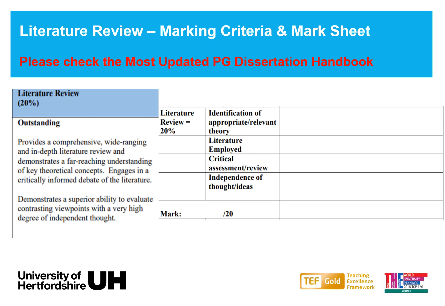So the mark sheet used by the supervisor has been divided into 4 sections. First is the identification of the appropriate and relevant literature. Second is the literature employed, how they are applied in the context of your research. Third is about critical assessment or review, where they have evaluated them and looked at the contrasting viewpoints. And finally, the 4th point is the independence of thoughts or ideas.